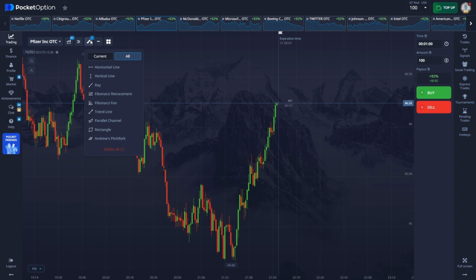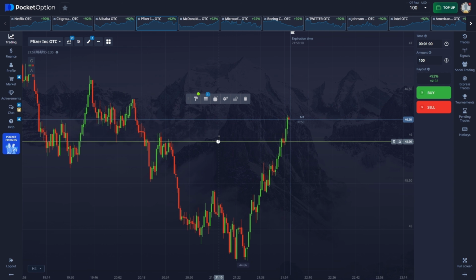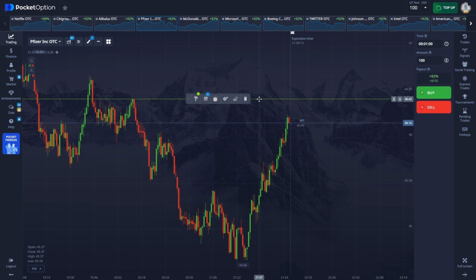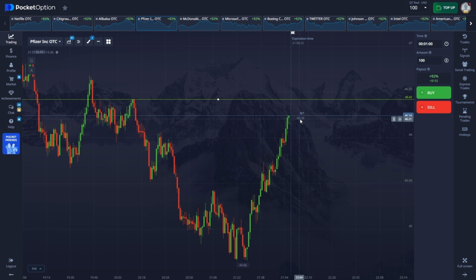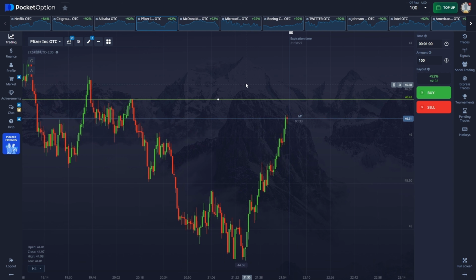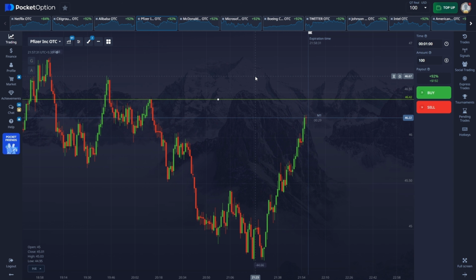Now, let's move on to Pfizer Inc OTC. I marked a resistance level, and as you can see, the market reversed exactly at the resistance level I drew. I'm waiting to see if this current candle or any future candle will close at that level. If it does, you can take an entry for a downside move. If the current candle closes red, then you can take a position at that level for the downside.